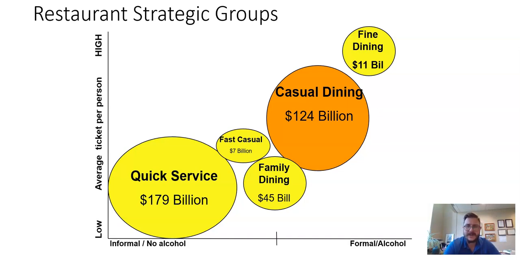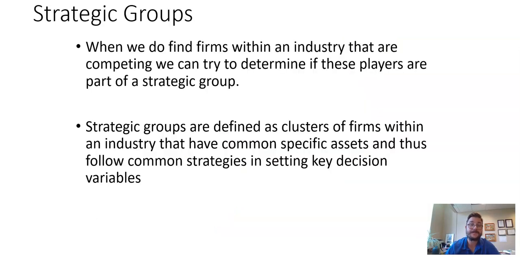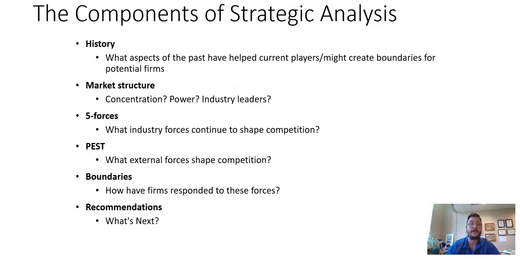Notice the size of this, though. Even in terms of that quick service, there's variation. So it gives you a sense that industries can break up into smaller and smaller and smaller units so as to insulate themselves from all the competition they might face. Okay, so when we do see a strategic group, they're directly competing, and they can be defined as clusters of firms within an industry that have common assets and follow common strategies, in which case they respond to each other.